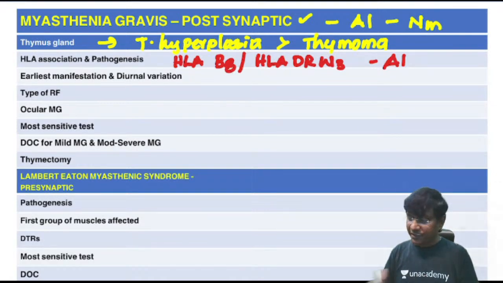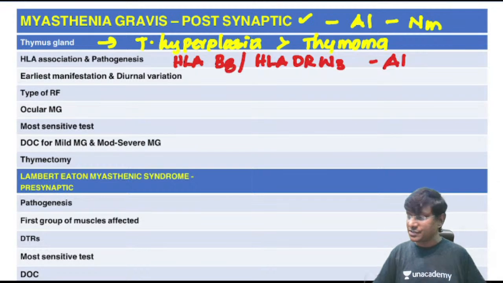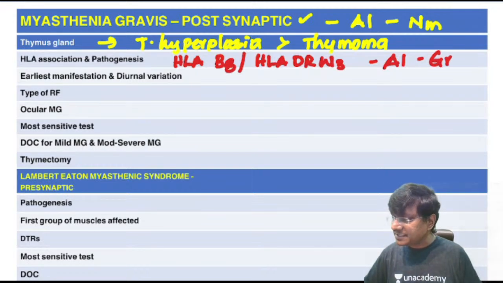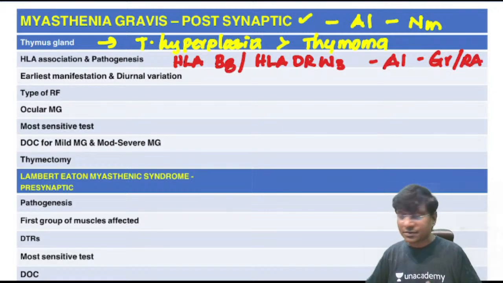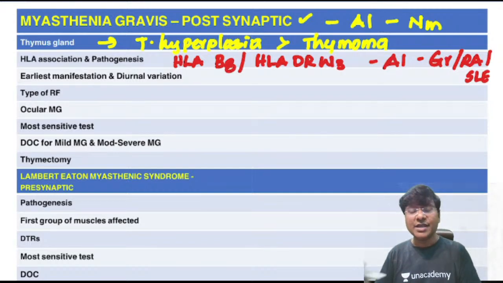One more important point you need to know is that Myasthenia gravis, being an autoimmune disease, is also associated with other autoimmune diseases. Those that can be associated are Graves, rheumatoid arthritis, and systemic lupus erythematosus. All these autoimmune disorders are friends together. If you are there, I will also be there along with you, and let us kill the patient. That is the tendency of the autoimmune disorders.